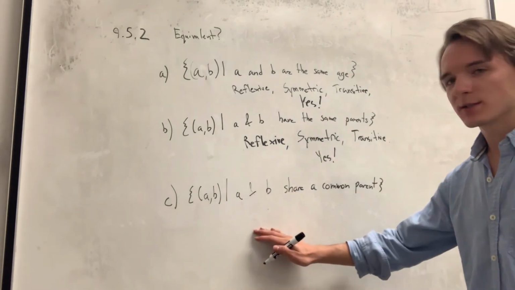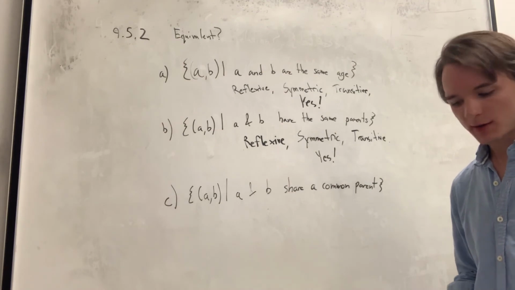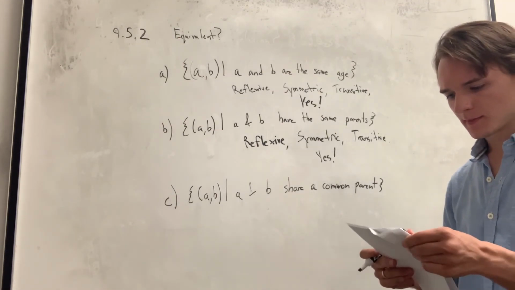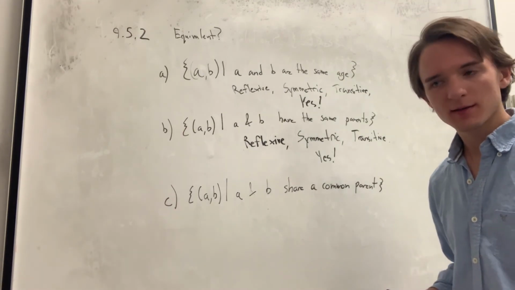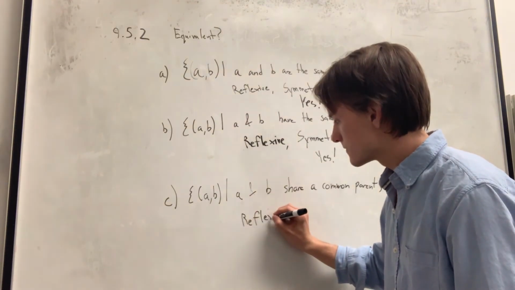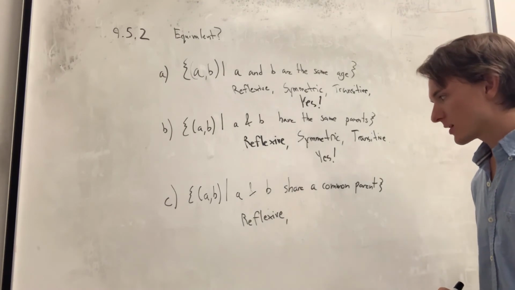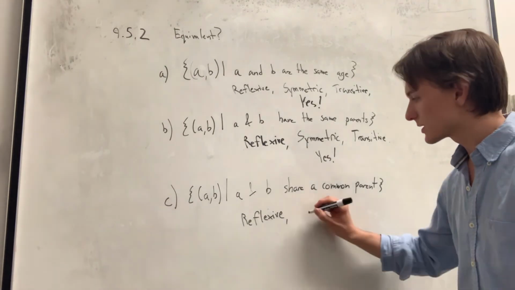Okay, so is it reflexive? Does A and A share a common parent? Yes, A and A must share the same parent. So, therefore, it is reflexive. Is it symmetric? A and B share a common parent, therefore B and A share a common parent too. Yes.